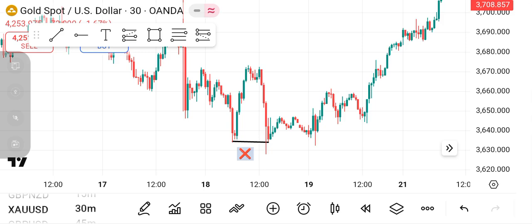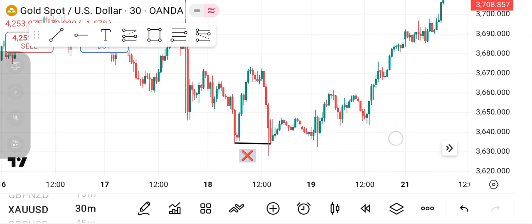So for a quick one, we are going to be talking about how to identify a valid break of structure. For newbies that don't know how to identify a valid break of structure, this video is going to be a very short video on how to know and identify that valid break of structure. Now, let's go into the charts and show you guys how to identify it.